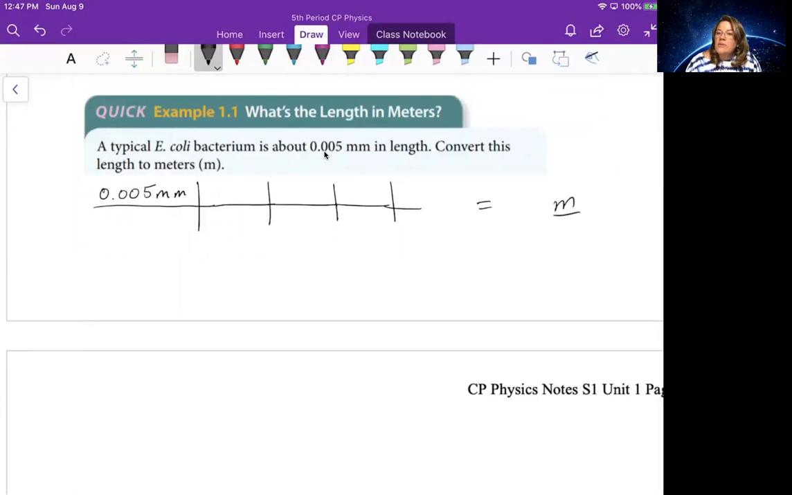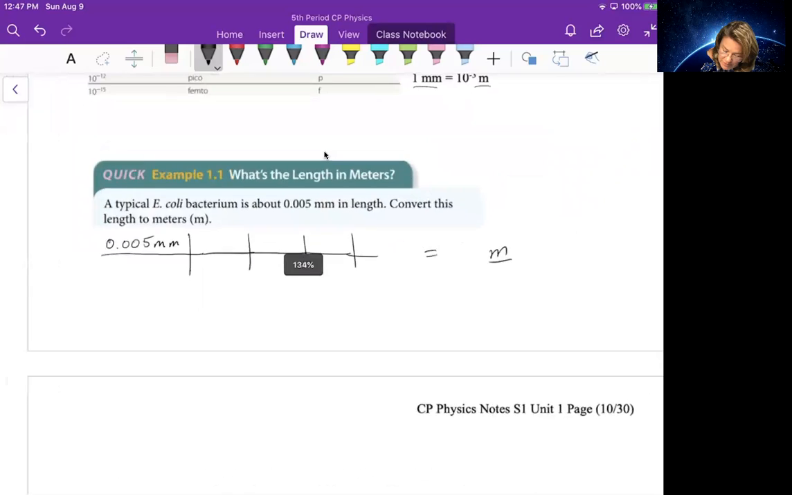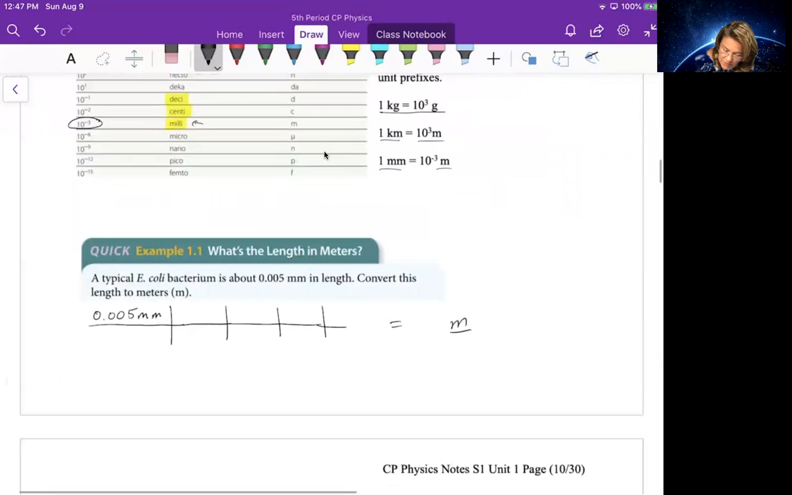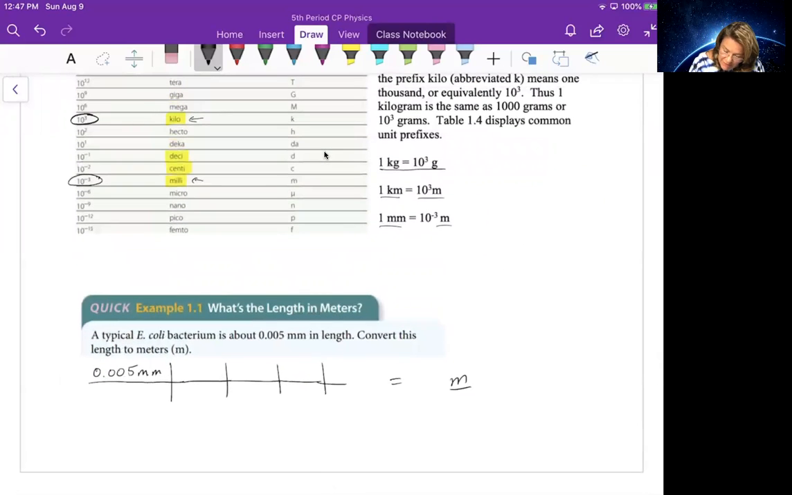I need to have my answer in meters. So everything on the left-hand side has to cancel out all my units to make one left on the top, meters. Okay, so I need millimeters to go to meters. So let's go up and use our chart. And if I look at this chart, I see that 1 millimeter is equal to 10 to the minus 3 meters.